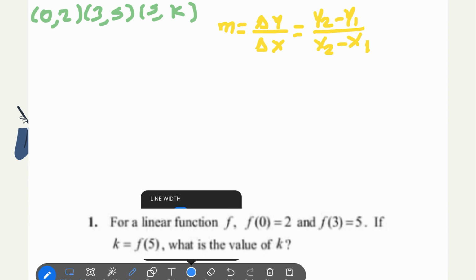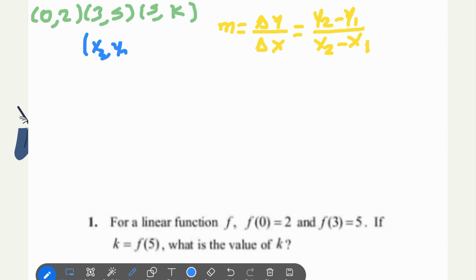In this specific example, 3, 5 can be our x2, y2. So we can put right here x2, y2. And 0, 2 can be our x1, y1. Any of those 2 points can be either x1, y1 or x2, y2. At the end, you will have the same answer, that is the slope of our line.